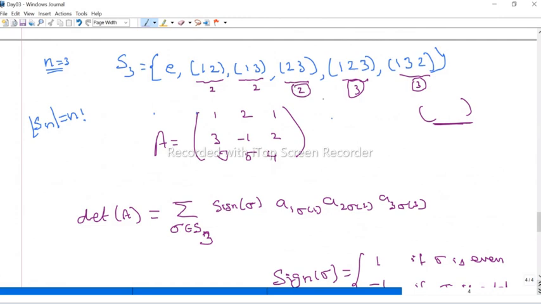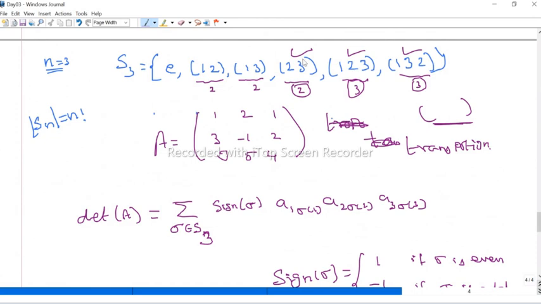Actually, you call the 2 cycle a transposition. So a transposition is nothing but a cycle whose length is 2. That is the definition of transposition. If the length of the permutation is 2, then we call that permutation a transposition. Otherwise, we call it a cycle. So this 1, 2, 3 is a 3 cycle because the length is 3. Therefore, this is a 3 cycle. This is also a 3 cycle. We call this a 2 cycle, but we define a 2 cycle as a transposition.